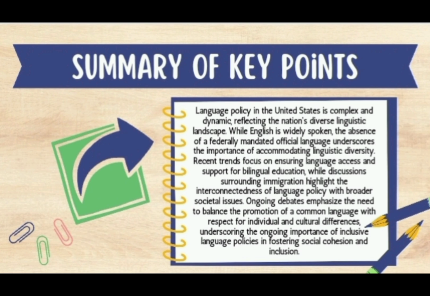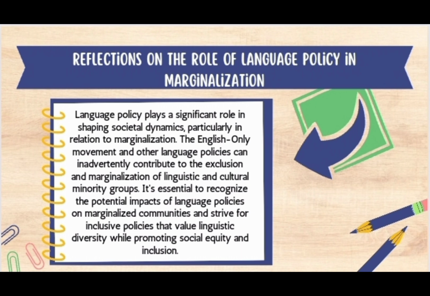For example, imagine a school where students speak different languages at home. Some people might say the school should only teach in English so everyone learns it well. Others might think it's important to also teach in the students' native language to help them learn better. This shows how language rules affect everyone differently and why it's important to find a balance that makes everyone feel included.